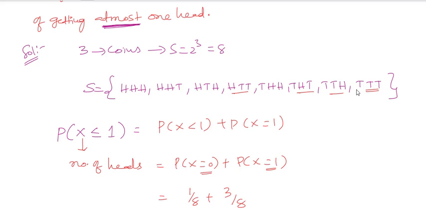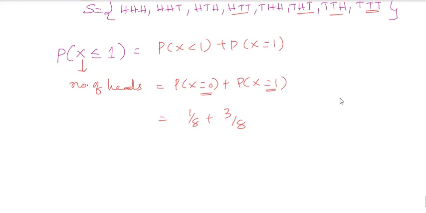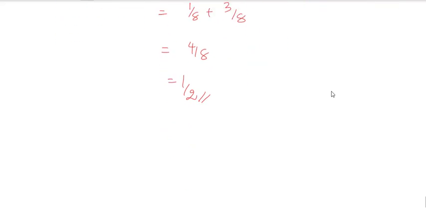So 3 divided by 8, which gives you what? Which is nothing but 4 by 8. The answer for this is 1 divided by 2. So this is the answer. Or else you can directly go. At most means directly you can tell it as 0 and 1. At most means either 0 or 1. So that is how you have to solve the problem.